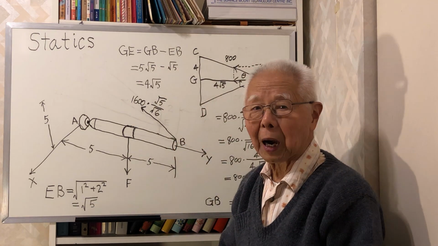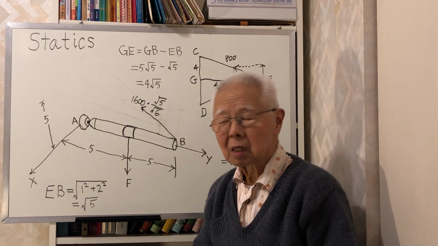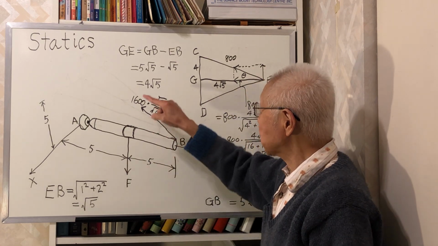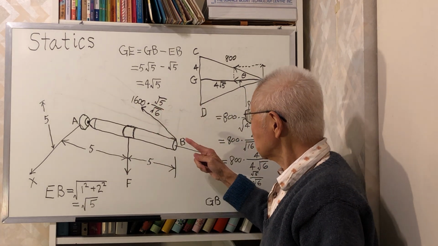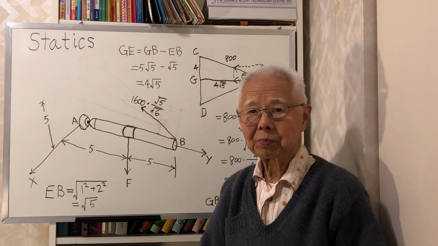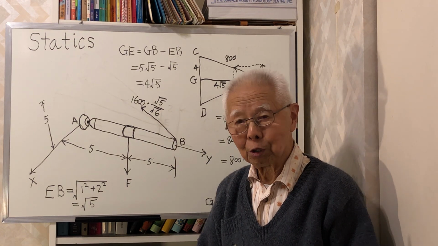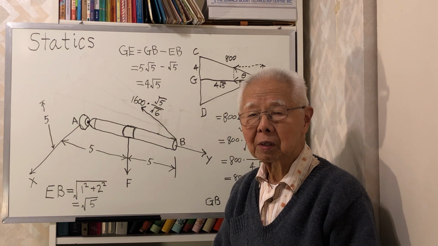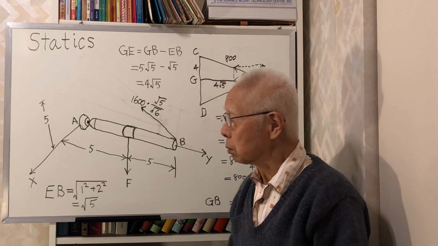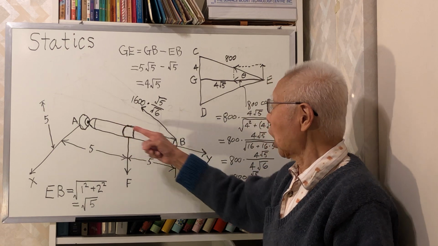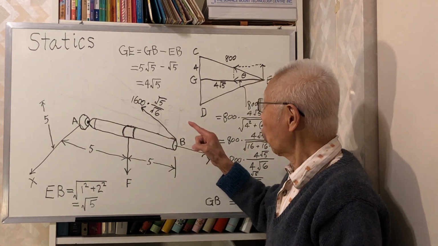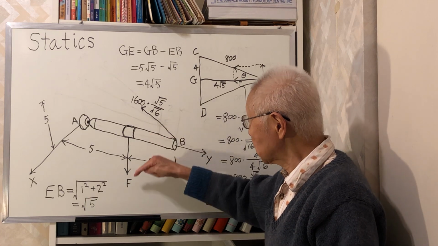I simplified my drawing. There is a force of this magnitude in this direction. Do you follow? Once you follow up to this point, then it is quite simple, because now this rod is acted on by two forces. One is this, another one is F.